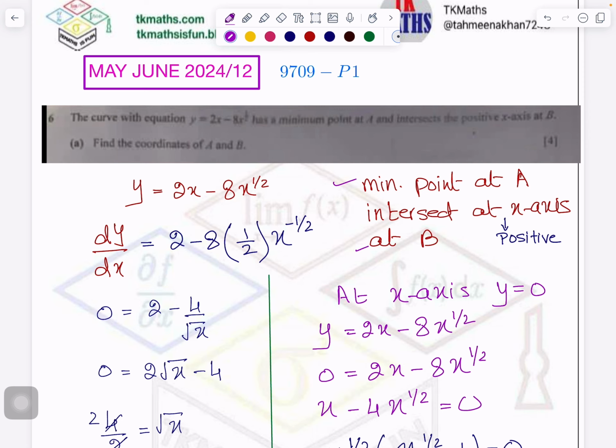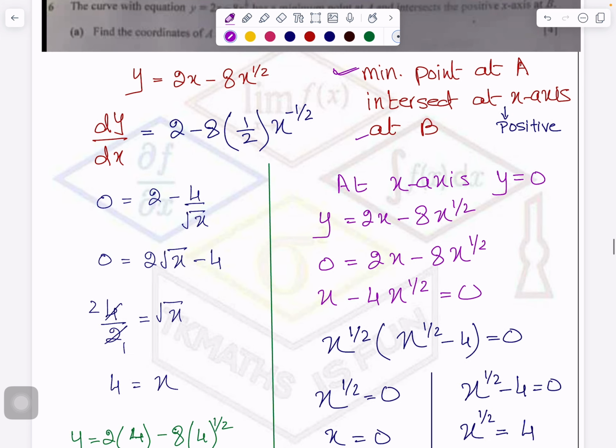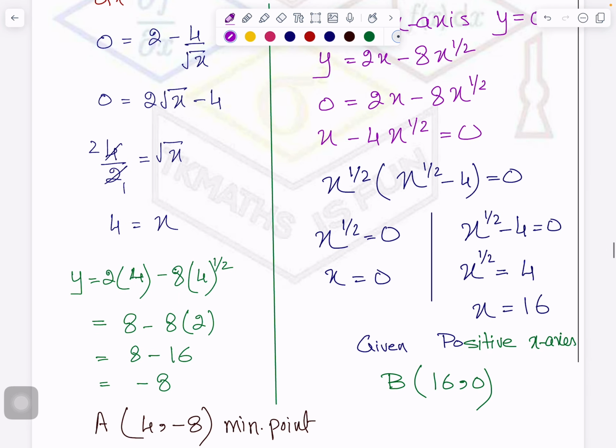So you know that for the minimum and maximum point, you always differentiate the equation and put it equal to 0. So this is what I have done on the left hand side. And I got the value of x as 4 and I got this point.